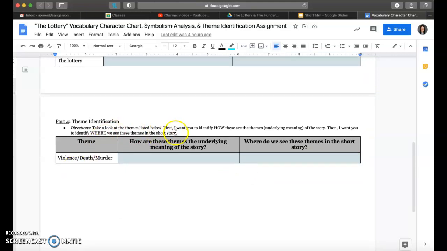Last but not least is theme identification. Take a look at the themes listed below. First, I want you to identify how these are the themes, underlying meanings of the story, then identify where we see these themes in the short story. So there are 3 themes here: violence, death, and murder. How are these themes the underlying meaning of the story, and then where do we see these themes in the short story?